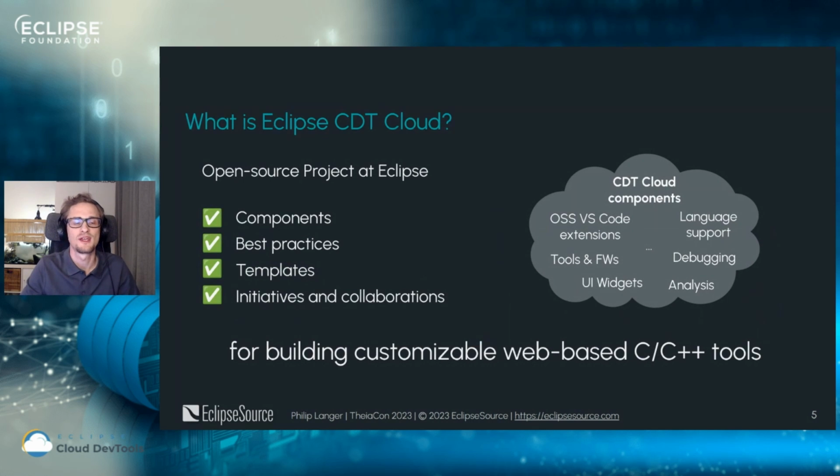Basically, CDT Cloud is an open source project at the Eclipse Foundation that aims at making it as simple as possible to build customizable web-based C and C++ tools. It does that by providing, on the one hand, open source components, which range from VS Code extensions, tools, frameworks, reusable UI widgets, and so on for many different aspects like providing language support, debugging, or code analysis, and more.